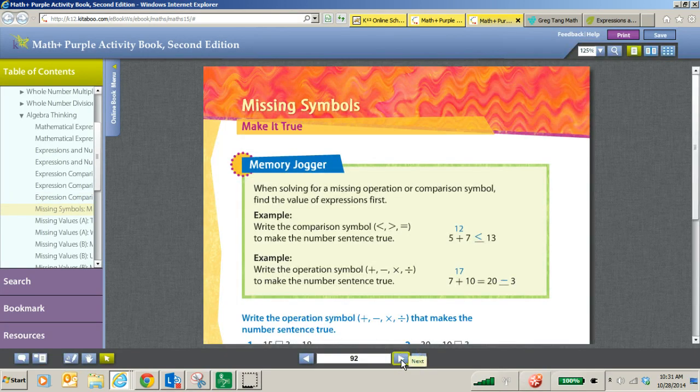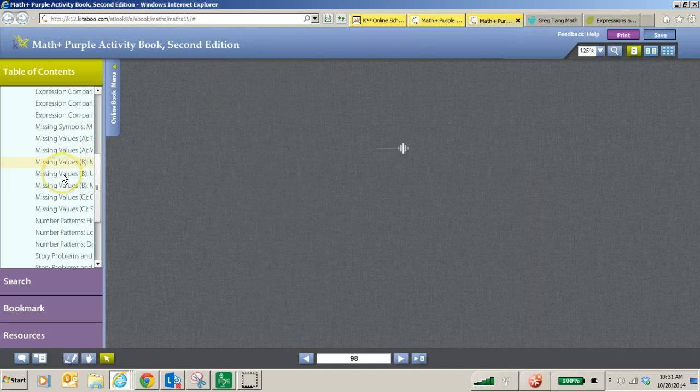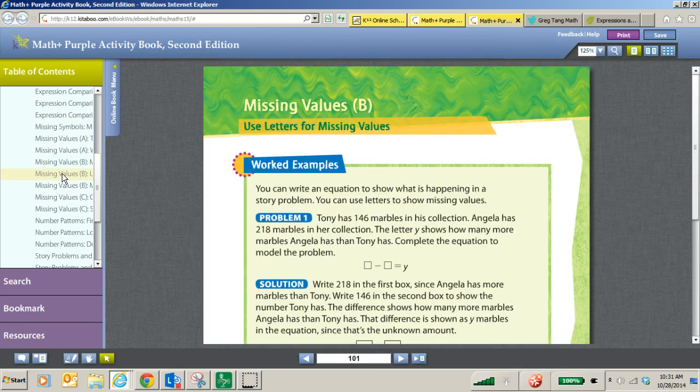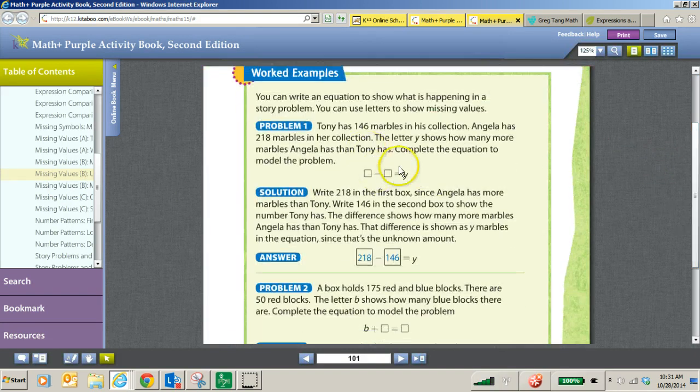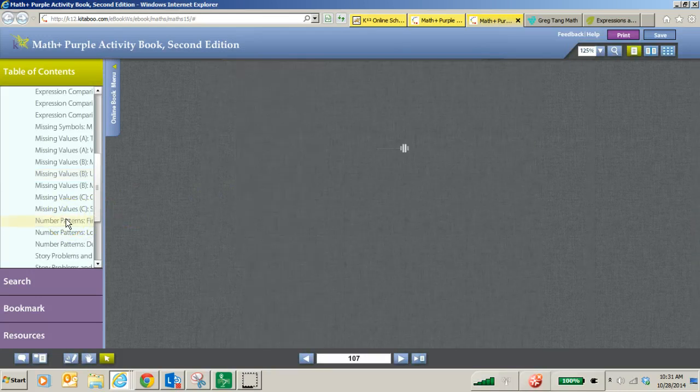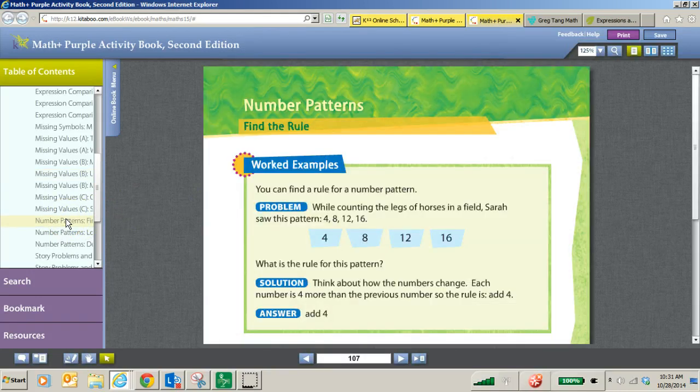Again, there's lots and lots of practice in making sentences true. I'm going to go ahead and skip down, because as you go through these missing values and comparing, you'll see even where there are 2 missing values, but they want you to fill in the numbers from the word problem into the situation. And then you're going to get into number patterns.